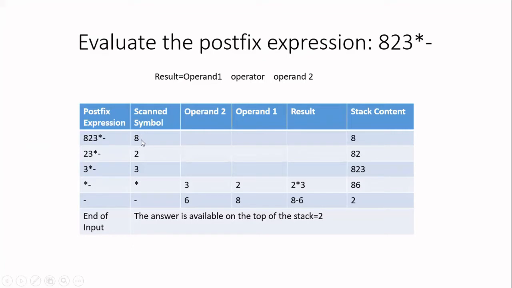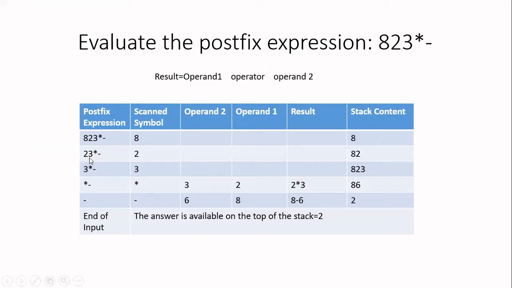Now, the moment you scan the symbol, check whether it is an operand or operator. Now it is an operand. If it is an operand, push the symbol on the stack. So now 8, I'm going to push on the stack. So stack content is now 8, the last column. Next, I'm going to scan the next symbol. You can see here in the next line, I have removed 8 because that is already scanned. So now my remaining expression is 2, 3, multiply, and then minus.